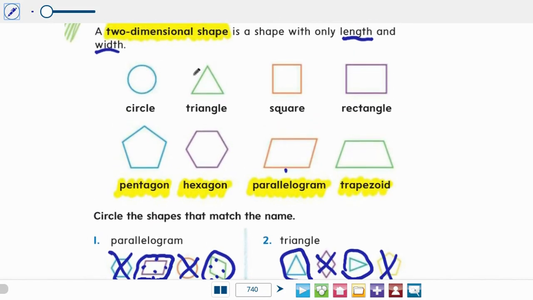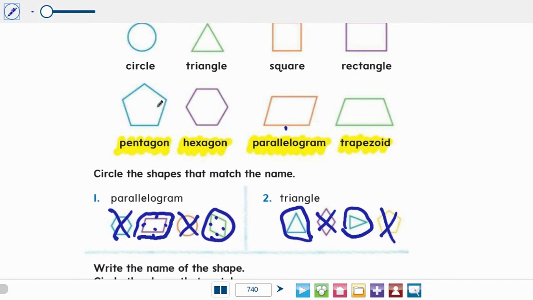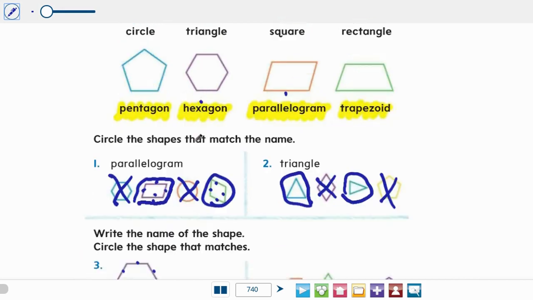Well, this is a circle, no. Triangle has 3. A square has 1, 2, 3, 4. A rectangle is 1, 2, 3, 4. We're looking for 6. All right, pentagon has 1, 2, 3, 4, 5. No, that's close, but not yet. A hexagon has 1, 2, 3, 4, 5, 6. Ooh, so hexagon might be the one that we're looking for. Parallelogram 4, trapezoid 4. So we are looking for hexagon.